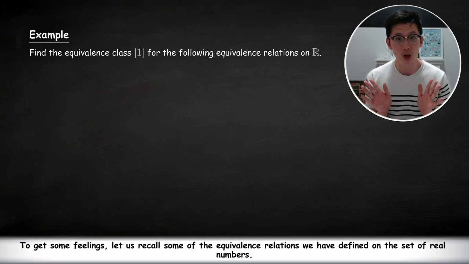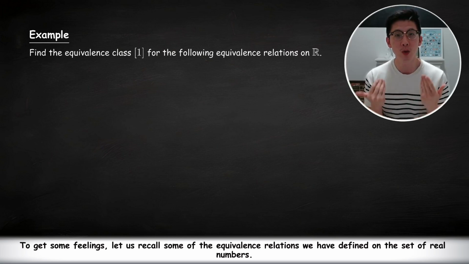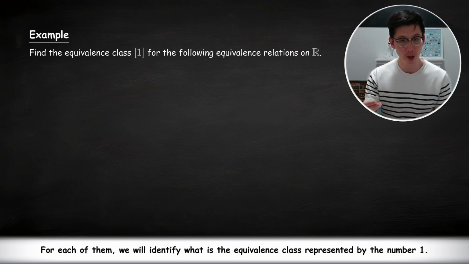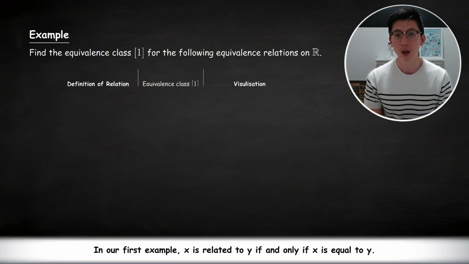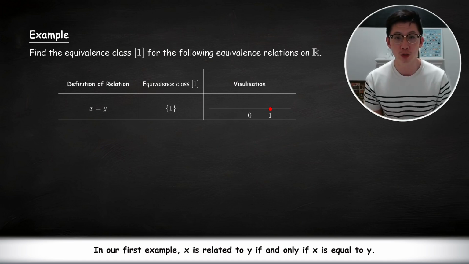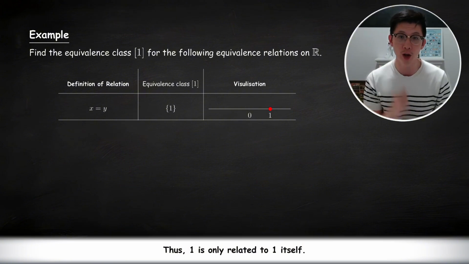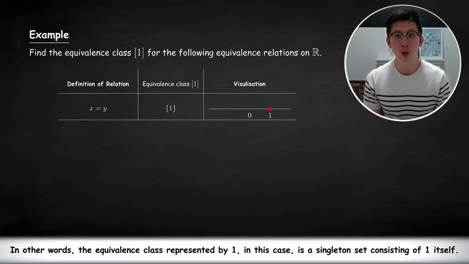To get some feeling, let us recall some of the equivalence relations we have defined on the set of real numbers. For each of them, we will identify what is the equivalence class represented by the number 1. In our first example, x is related to y if and only if x is equal to y. Thus, 1 is only related to 1 itself. In other words, the equivalence class represented by 1 in this case is a singleton set consisting of 1 itself.